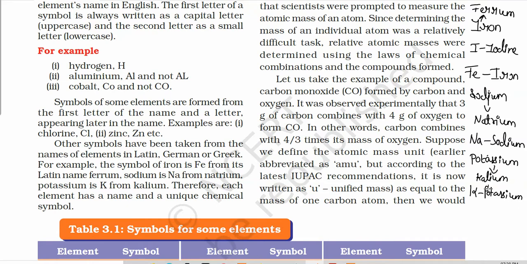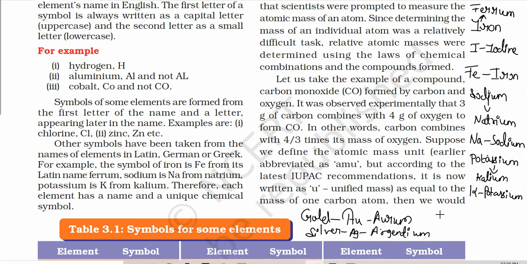So some Latin, German or Greek names of particular elements are used in order to name them, special elements such as iron, sodium, potassium. For gold we cannot use Gu, so we use Au, which is taken from aurum. For silver, Ag is used, which is from argentum.